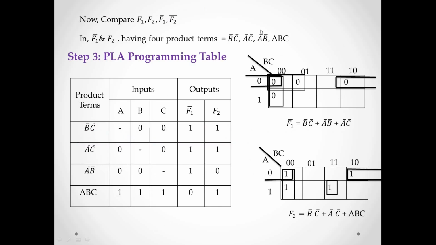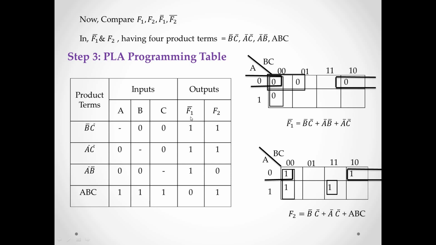So now we have to write step 3, the PLA programming table. Finally we got 4 product terms, so you need to mention those, and then mention the inputs and outputs. For B bar, bar means 0, so under the B column and under the C column mention 0. Bar means 0 and 1 means 1, that is, if it does not have any bar, then it is 1. Like that you have to mention zeros or ones in the inputs.